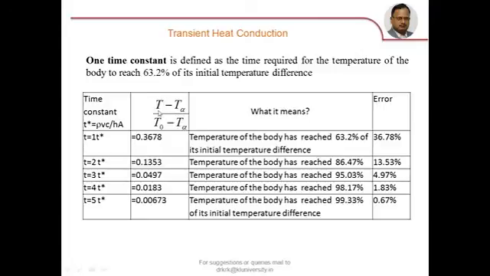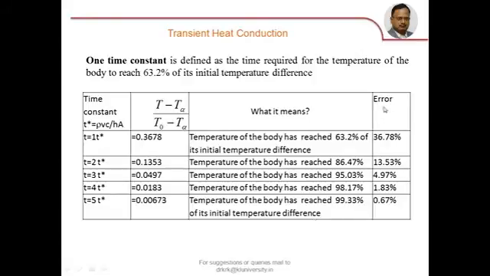This body temperature, after one time constant, will reach 63.2% of its initial temperature difference. If it is 3 T star, the temperature of the body has reached 95.03% of its initial temperature difference. If it is 5 times T star, the body has reached 99.33% of initial temperature difference.